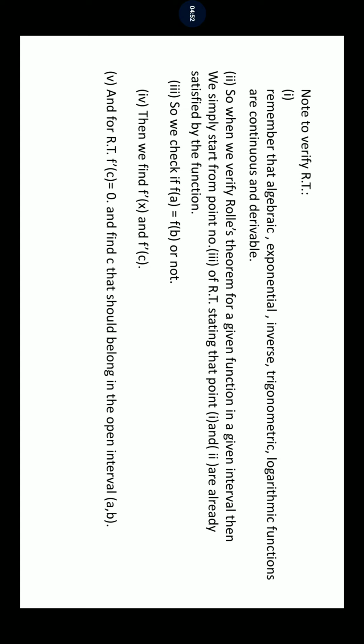Okay, so these are the points that we need to remember before solving problems on Rolle's theorem. Number one, the function is continuous and derivable. Number two, we start from condition number 3. After that we check f of a equals f of b or not, and then we find f dash of x, f dash of c, and we equate it to 0, and we find the value for c. Okay, so let's take a question on Rolle's theorem.